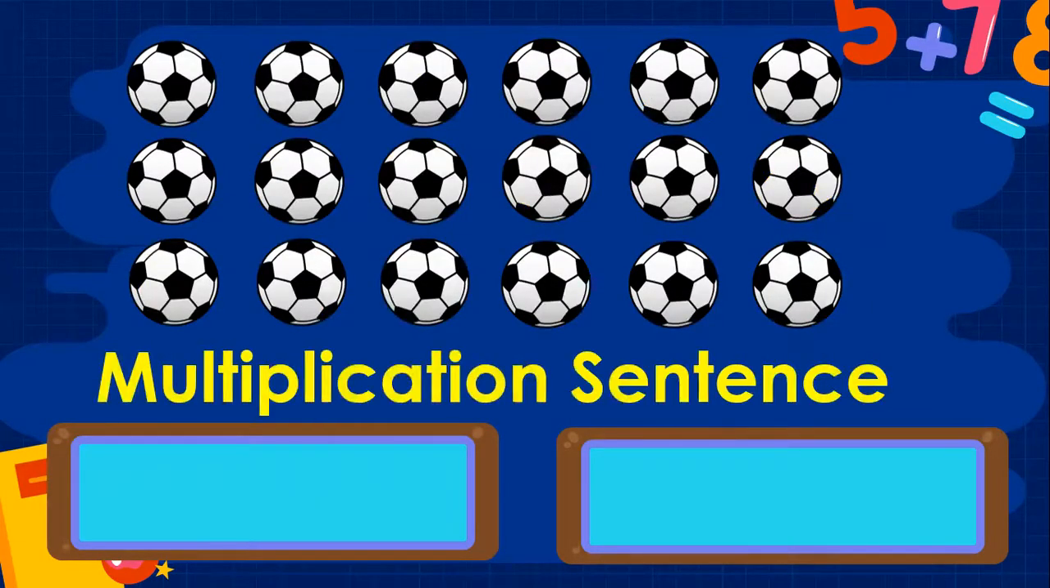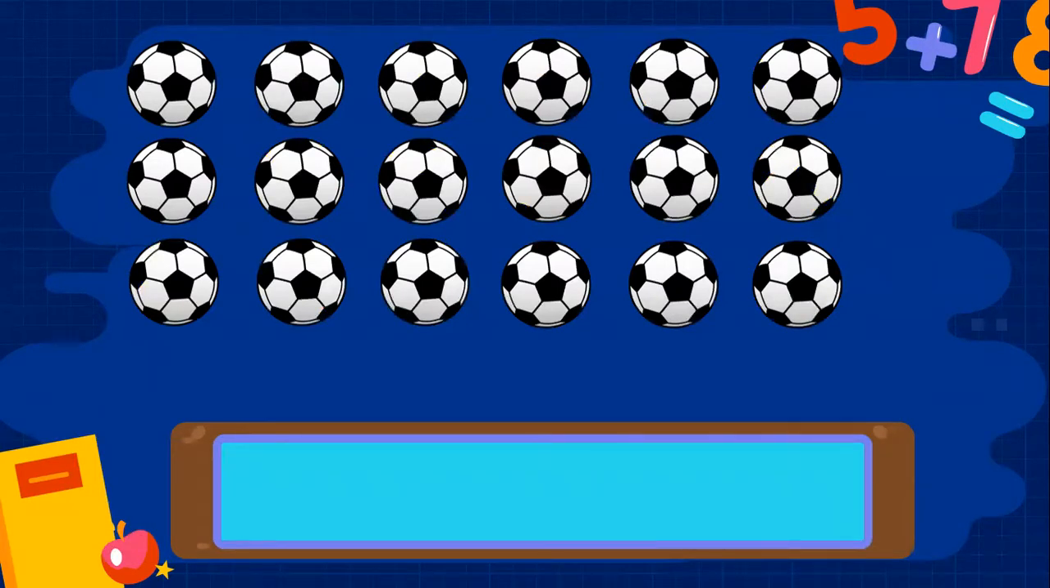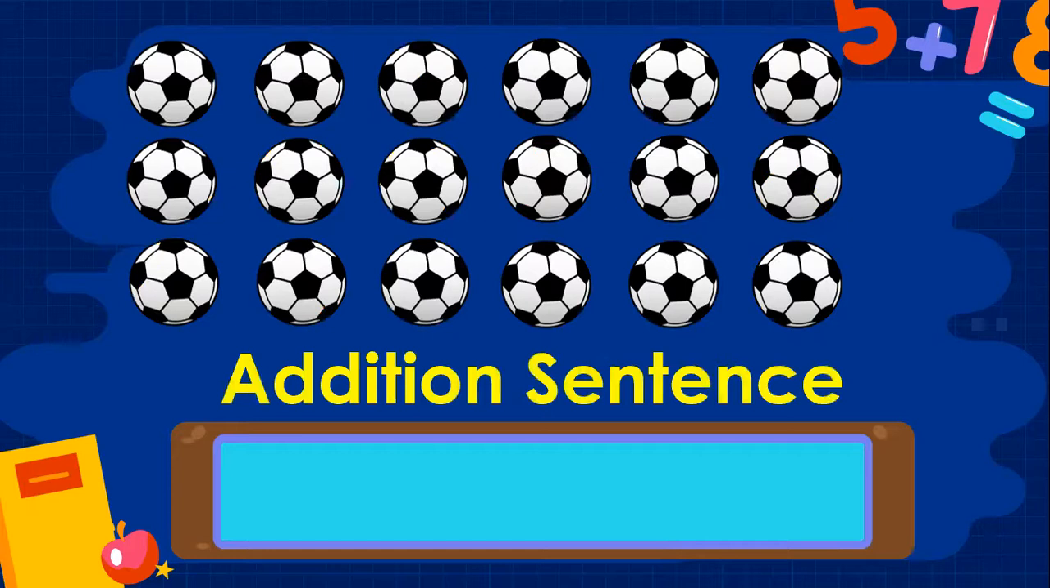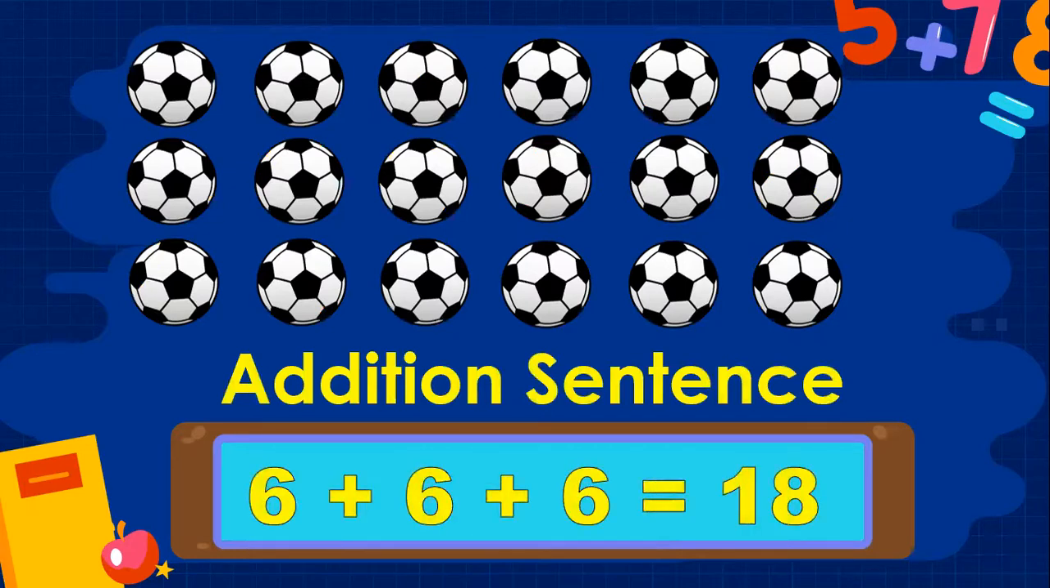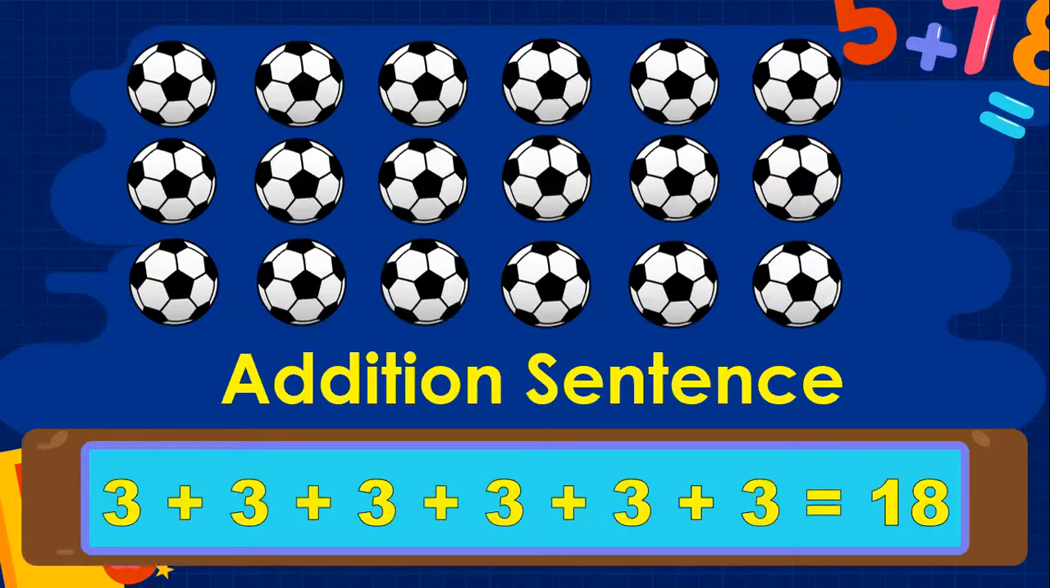Let's do a multiplication sentence out of these objects. We have 3 times 6 is equal to 18, or 6 times 3 is equal to 18. Out of a multiplication sentence, we can also make an addition sentence. We have 6 plus 6 plus 6 equal to 18, or it can be 3 plus 3 plus 3 plus 3 plus 3 plus 3 is equal to 18.